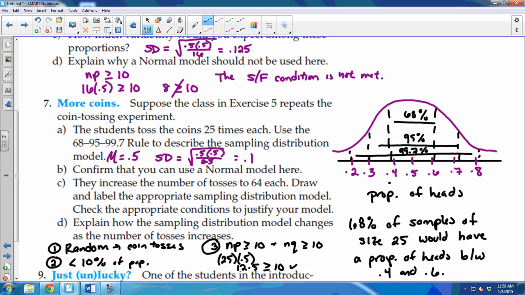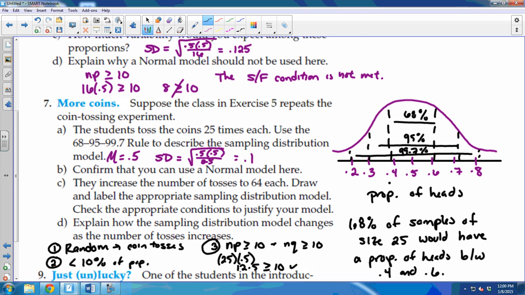And then it said to check the appropriate conditions. Well, if all the conditions were met for part B, they would still be met for part C, but your np and nq would be different numbers, and you have to show that. You'd have to do 64 times 0.5, which is 32, not 12.5, right? But it would still be met. So all the conditions are still good. Part D says explain how the sampling distribution model changes as the number of tosses increases. We just talked about that. The mean stays the same because p stays the same, and your standard deviation decreases. Does that make sense to everybody?